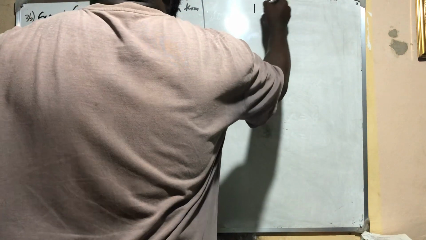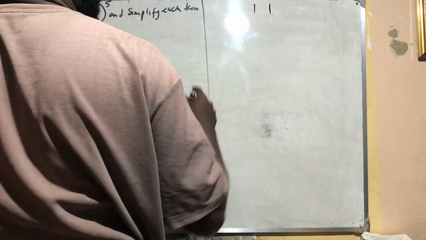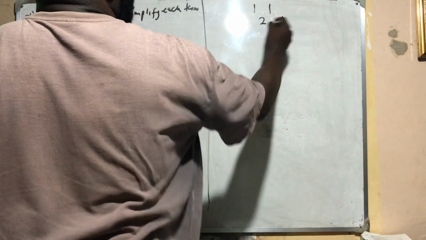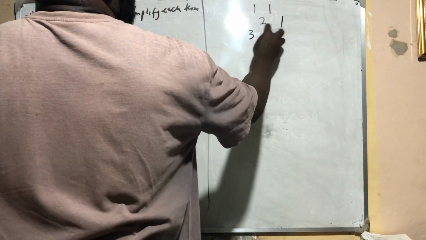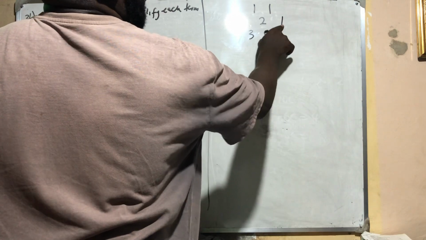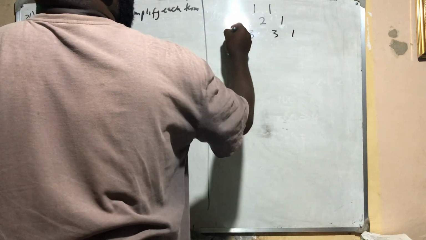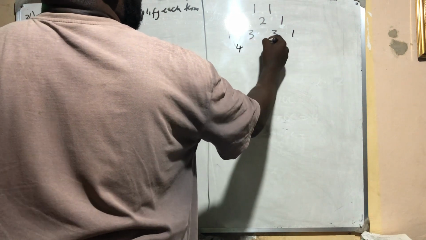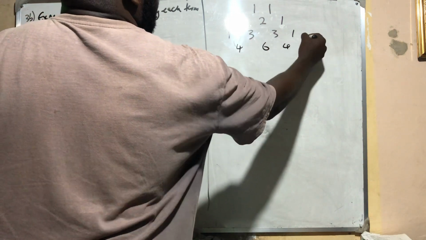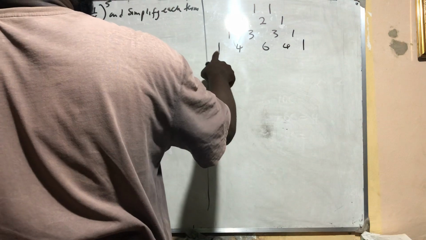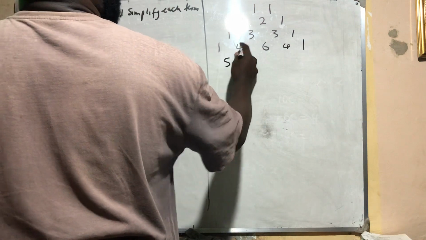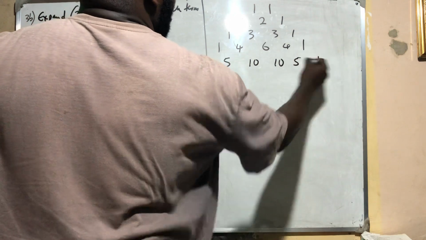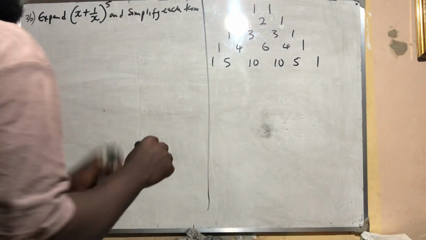So I'll do my 1, 1. Please watch my video on Pascal's triangle. 1 plus 1 is 2. In the middle, put 1, 1. This plus this is 3. This plus this is 3. Once you get to the last, put your 1, 1. They must be on the same line. This plus this is 4 in the middle. This plus this is 6. This plus this is 4 again. 1, 1. Then the last row for 5. This plus this is 5. This plus this is 10. 10 again. 5, 1, 1. Okay, I've gotten to the row of 5.